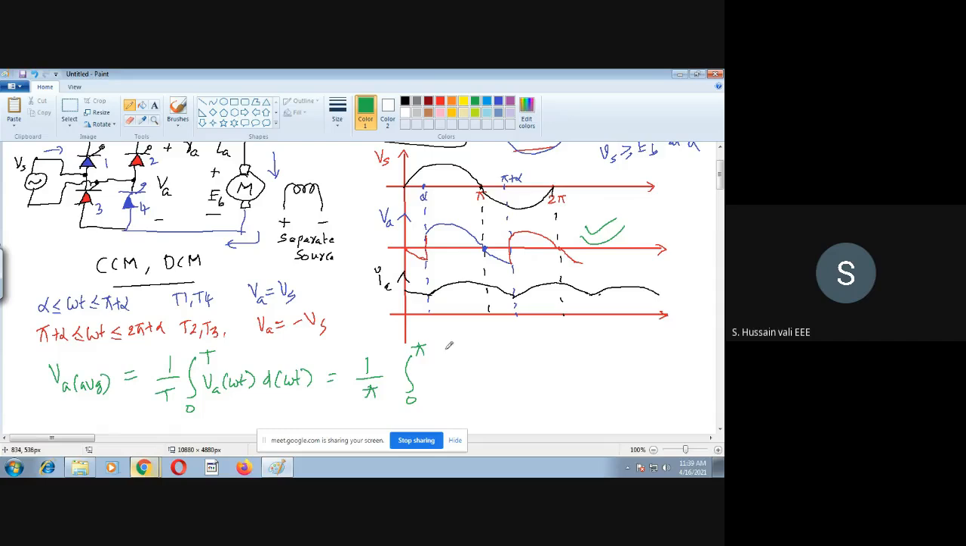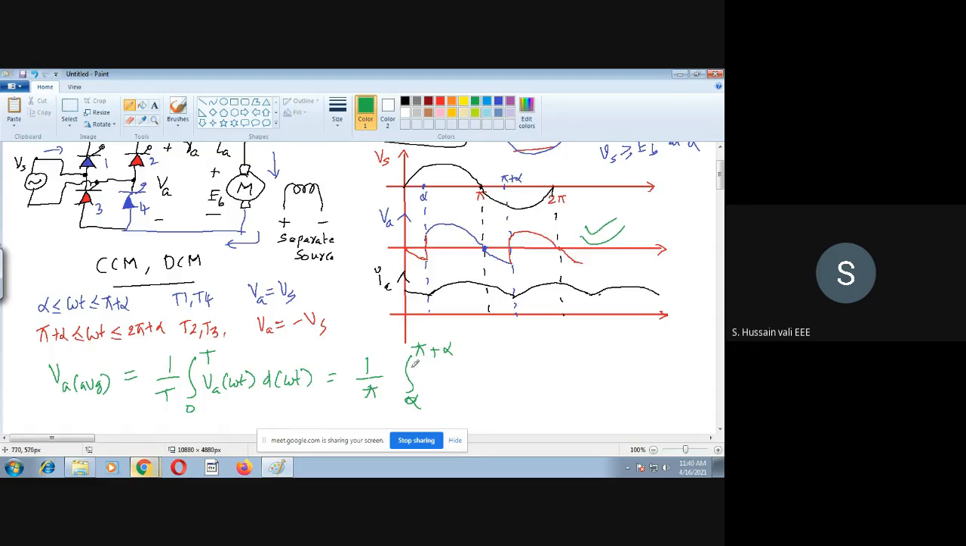Integral 0 to pi. No, we cannot say 0 to pi. I'm sorry. It is alpha to pi plus alpha. You cannot take 0 to pi. You should take alpha to pi plus alpha. Why is it so? Because of these thyristors, you see this blue color waveform which I have drawn. This blue color waveform and this red color waveform are both the same shape, but the duration is different. This is alpha to pi plus alpha, whereas this red color is pi plus alpha to 2 pi plus alpha.